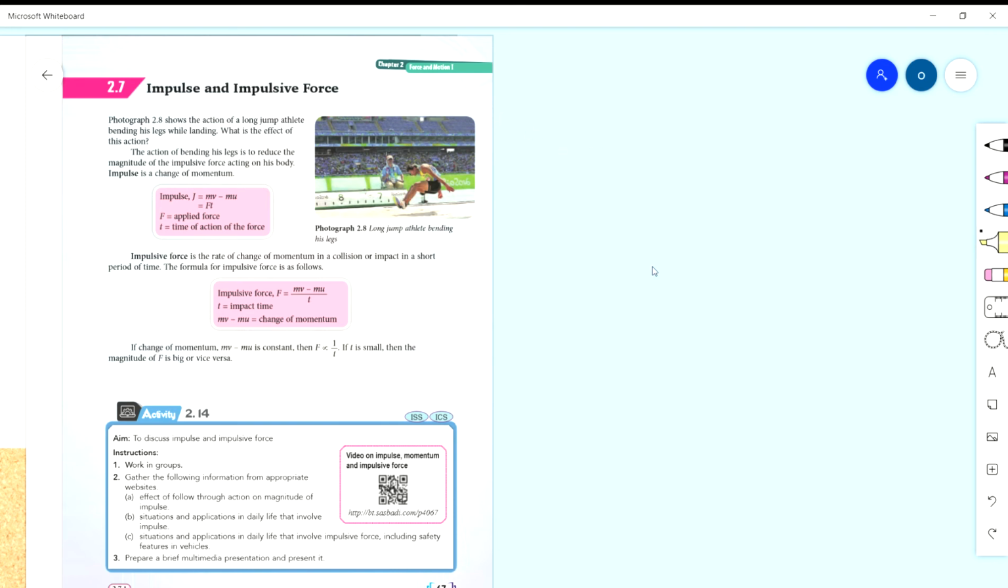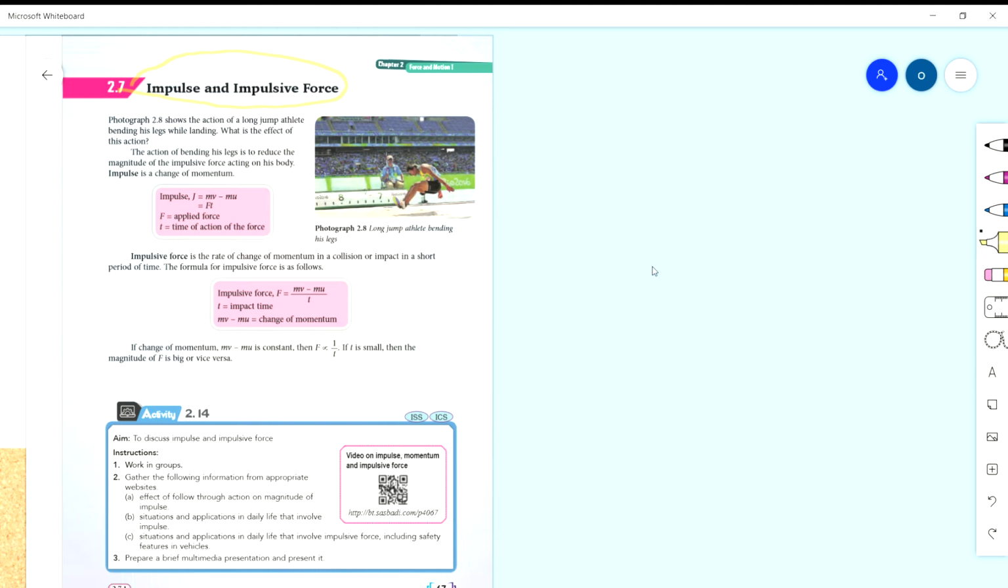Assalamualaikum, morning. So today we're going to continue with 2.7, impulse and impulsive force. Okay, first thing before we go for this subtopic, you have to make yourself clear with momentum. So impulse is the product of momentum. We're going to discuss impulse, which means you have to know momentum.